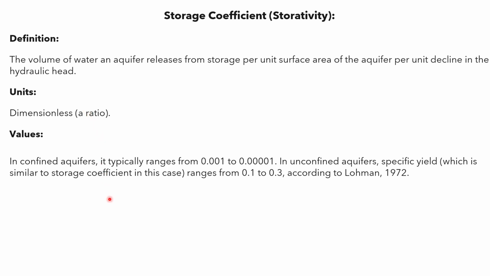to 0.00001. If you are taking unconfined aquifers, the range will be 0.1 to 0.3, because specific yield is the main component of the storage coefficient. High storativity means the aquifer can store and also release more water.